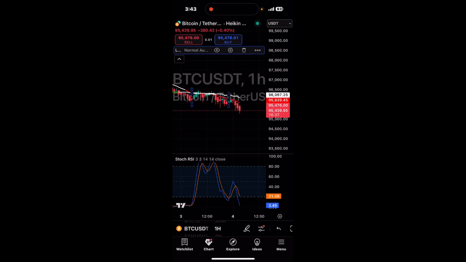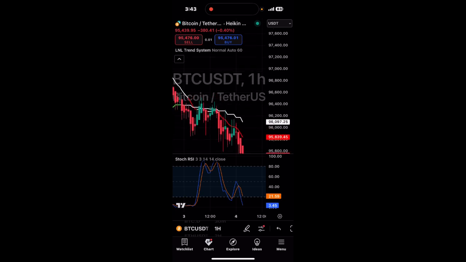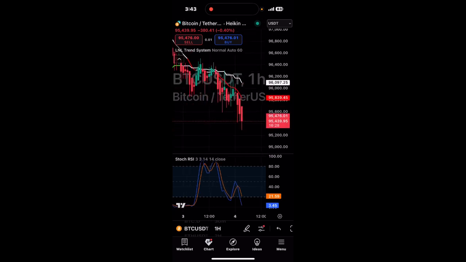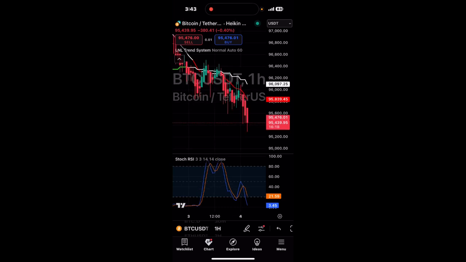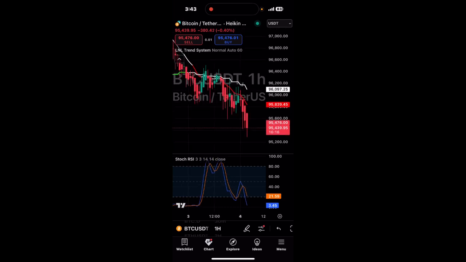The only other thing you need here is your Stochastic RSI. So what you want to do is go to a longer time frame. We'll look at a couple of examples, and we'll look at Bitcoin right now. Let's go to the hour.